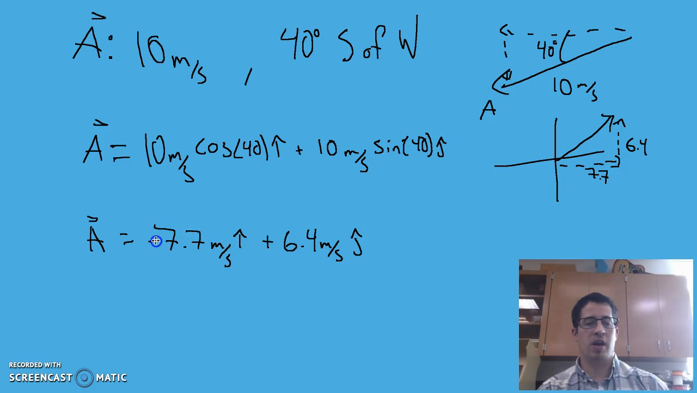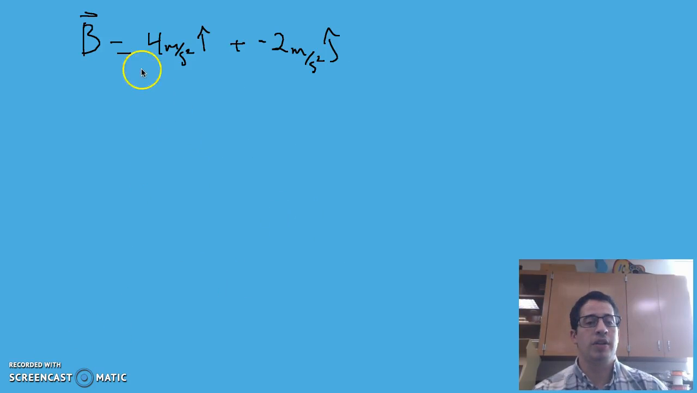So both these components are actually negative. Okay, and there we have vector A. Okay, so the last thing we're going to do here is look at taking a vector that's written in unit vector notation and writing it in magnitude direction notation.